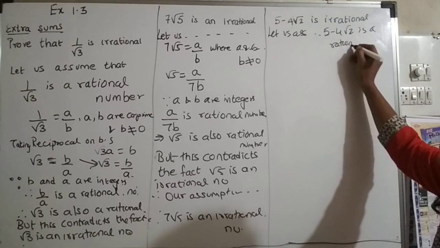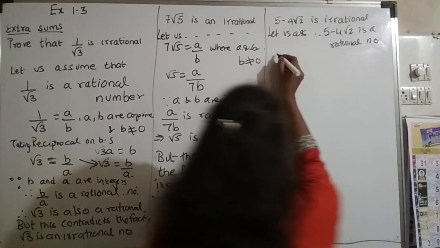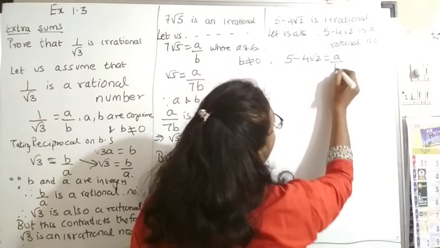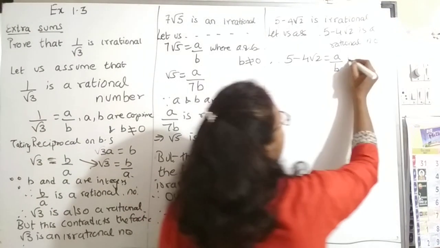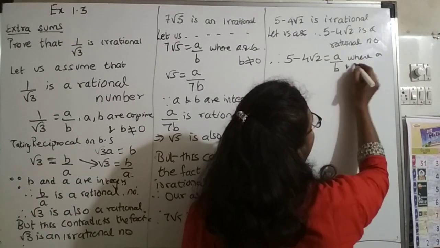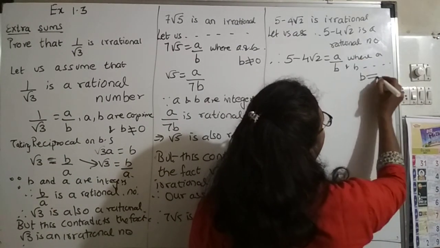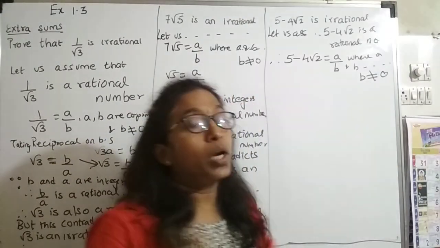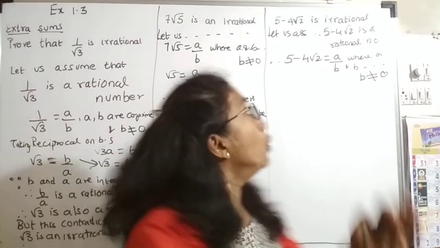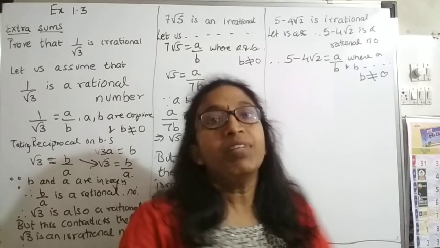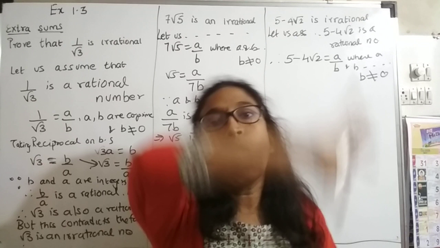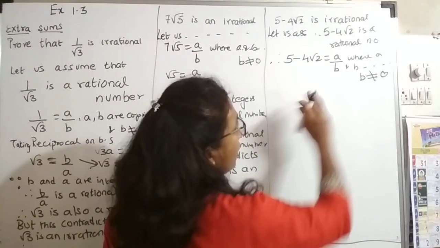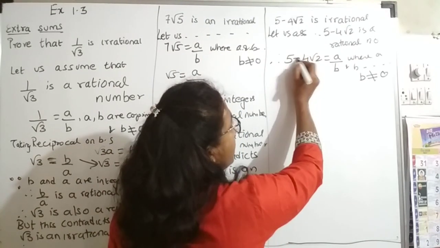5 minus 4 root 2 is a rational number. So if I say it is a rational number, then 5 minus 4 root 2 equals a upon b, where a and b, very important, please always write a and b are co-prime integers and b not equal to 0. So again, we will keep root 2 on one side and bring all the rest of the numbers to the RHS.